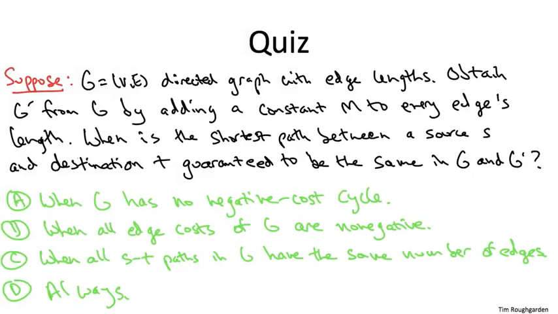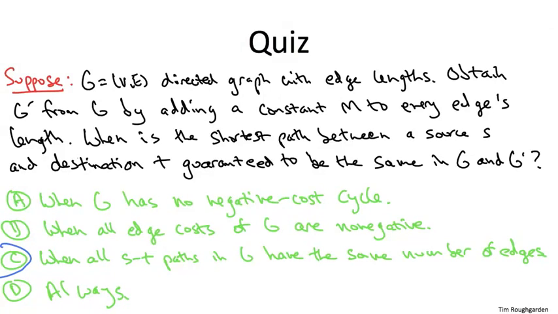All right, so the correct answer is C. Of the listed conditions, the only one that guarantees that adding a constant M to every edge length preserves the shortest path between a pair of vertices S and T is that all of the paths between that pair of vertices have the same number of edges.